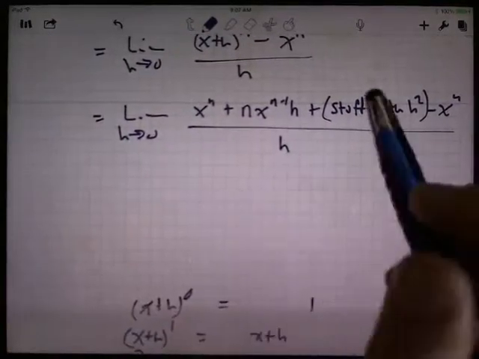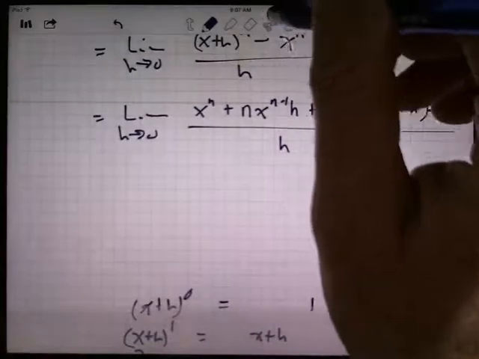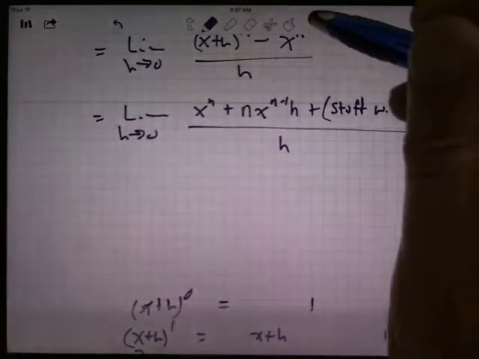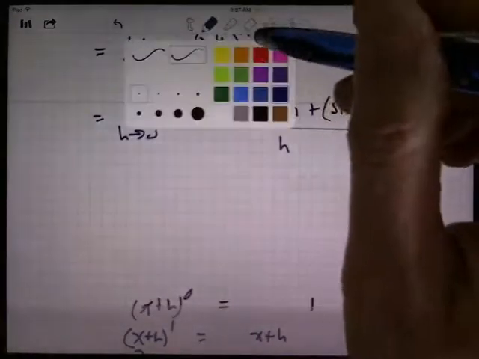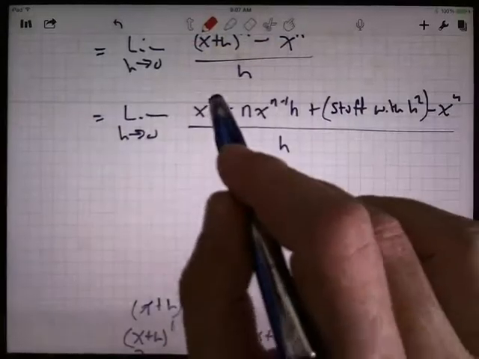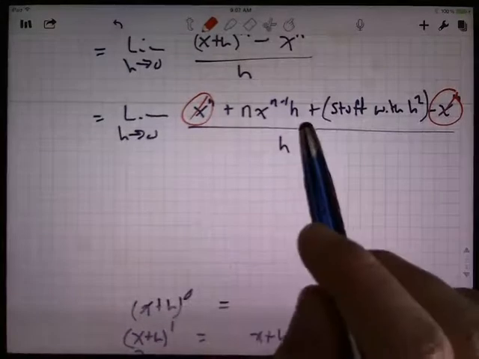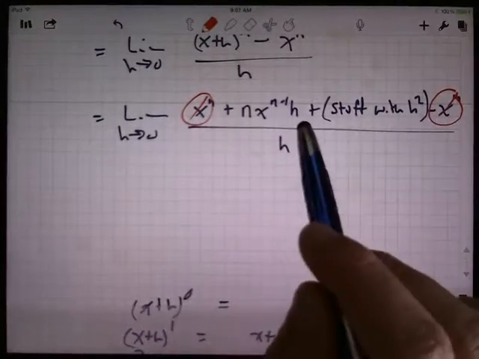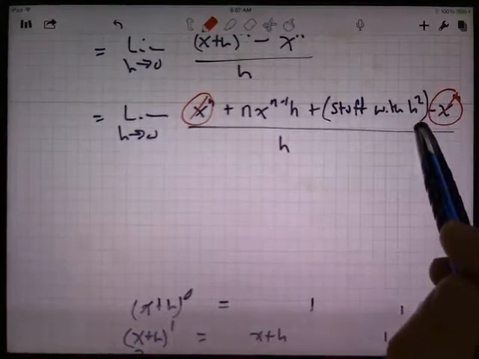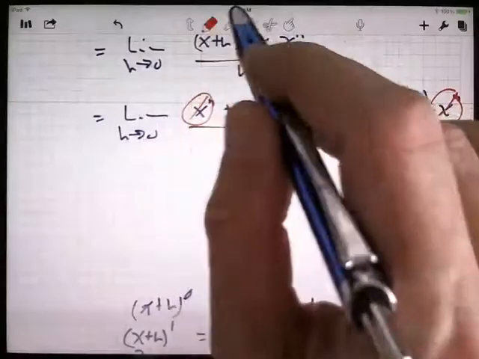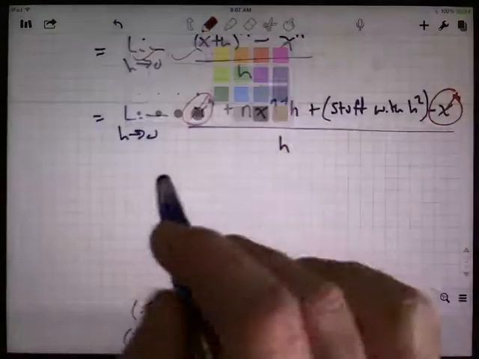But what I have here now is, where's my red pen? This and this cancel out. And now everything that's left in the top has at least one factor of h in it, and this stuff has at least 2 factors of h in it. So let's factor out an h from the top.